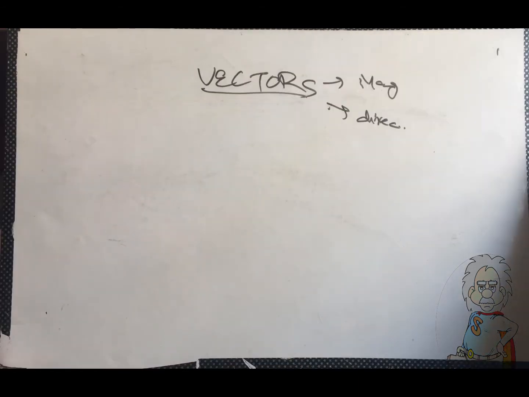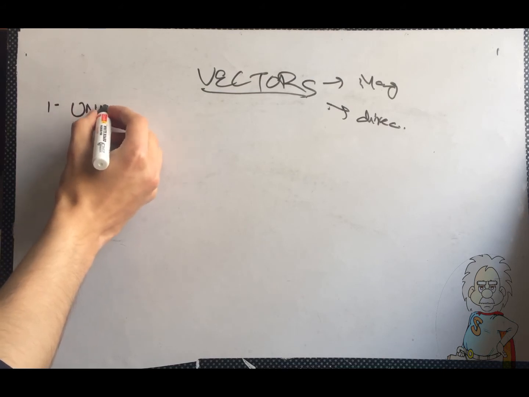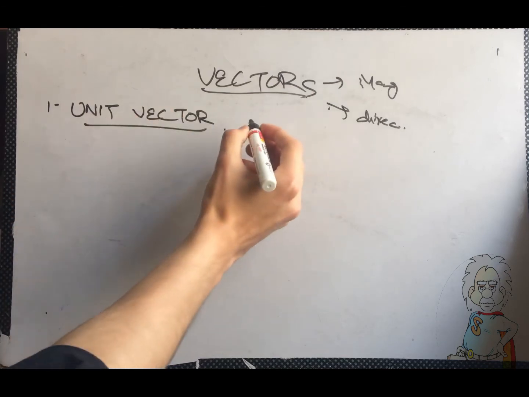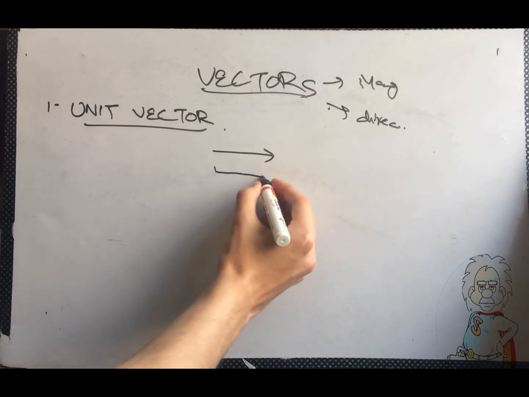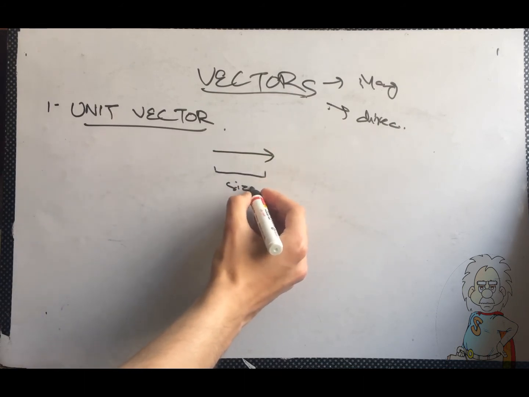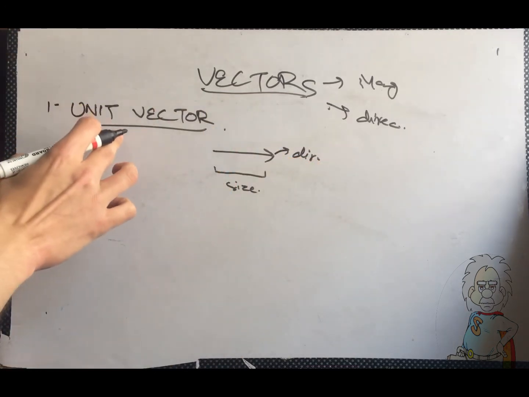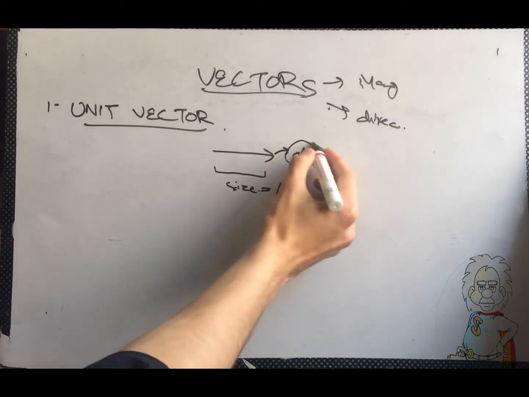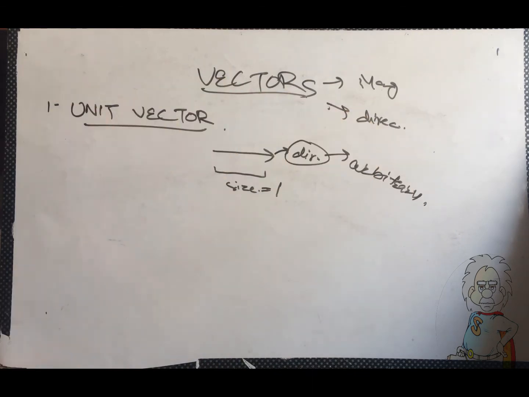Now before going to vector algebra, let's first study some terms related to vectors. Number one, we have a unit vector. As I already told you, a vector is represented by an arrow like this, and this part of the arrow represents the size or the magnitude of the vector, and this gives its direction. So from here we can say that a unit vector is that vector whose size or magnitude is equal to 1, and it points in any direction. So its direction is arbitrary. This is our unit vector.